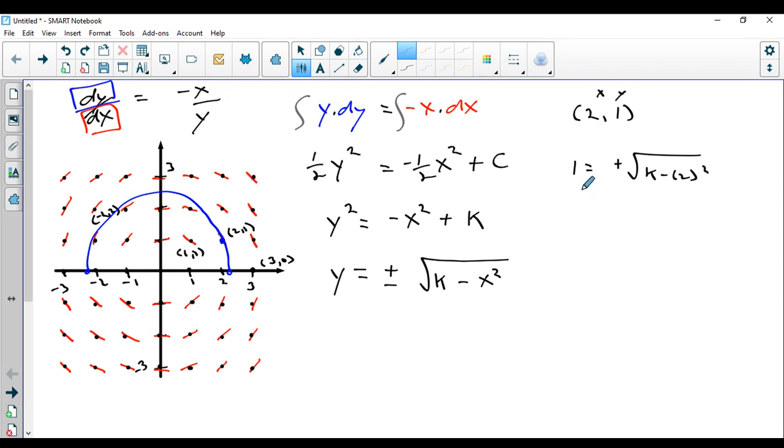So when I solve this now, right, what would I do? I'd square both sides. So this would be 1. This would be k minus 4. You square the radical, it goes away. Add the 4 over, and I end up getting that k equals 5.